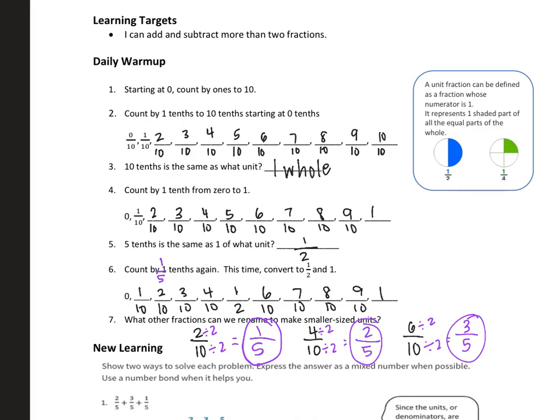All right. Finally, I see 8/10. I want you to go ahead and think, what can I divide both of these by? Okay. One more time, I can divide them both by 2. 8 divided by 2 is going to give me 4. 10 divided by 2 is going to give me 5. So my simplified fraction is 4/5. So those are the fractions that you could have renamed and simplified.